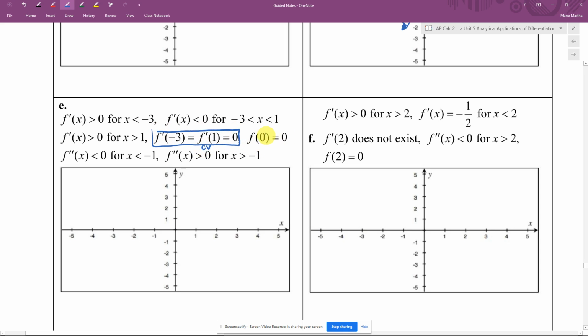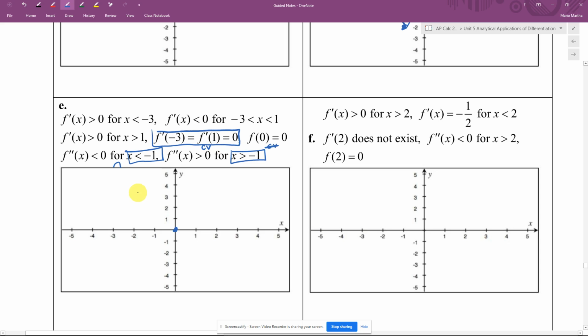And then we're given a point, f of 0 is also equal to 0. That's another critical. Oh, no, that's not a critical value. It's just a point, right? It's not f prime. And then they're telling us the graph is concave down up until it reaches negative 1, and then concave up when it crosses negative 1 again.